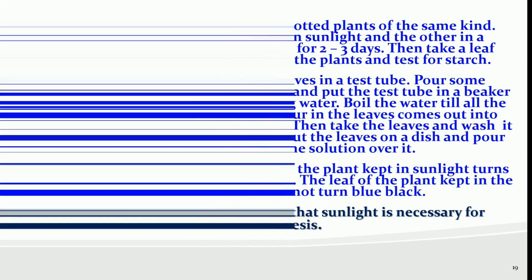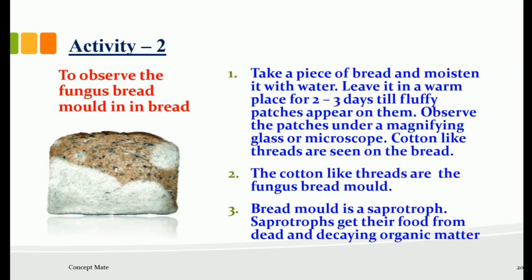Next, we will be looking at activity 2. This activity is to observe the fungus bread mold in bread. For this activity, take a piece of bread and moisten it with water. Leave it in a warm place for 2 to 3 days till fluffy patches appear on it. Observe the patches under a magnifying glass or microscope. You will see cotton-like threads on the bread. The cotton-like threads are the fungus bread mold.